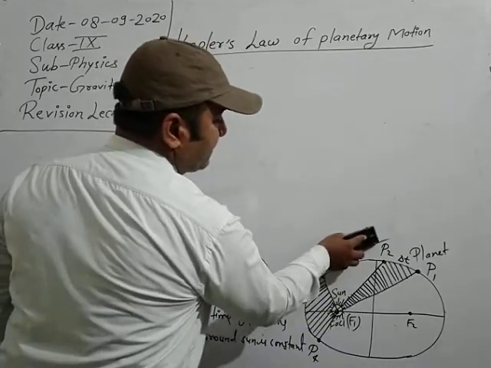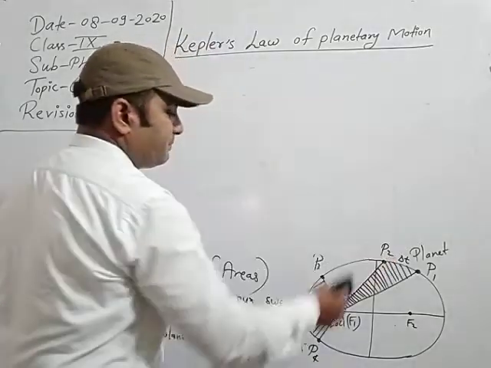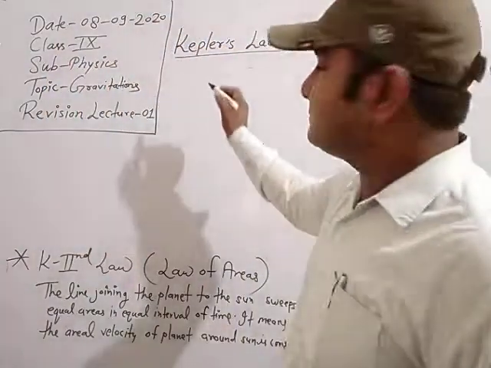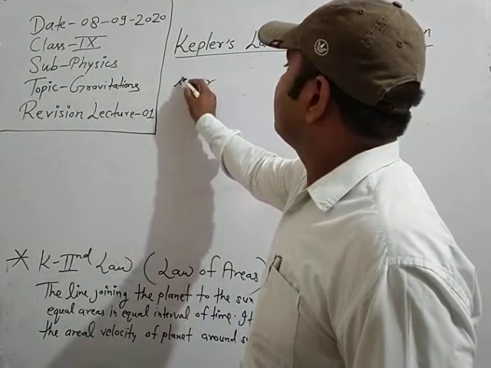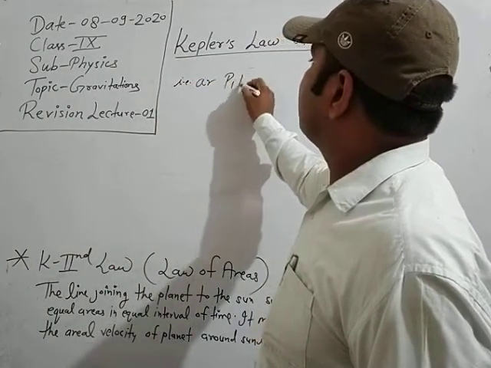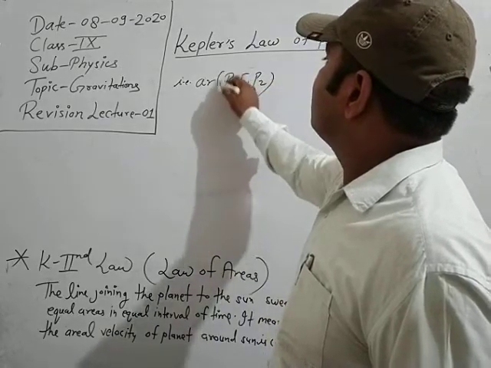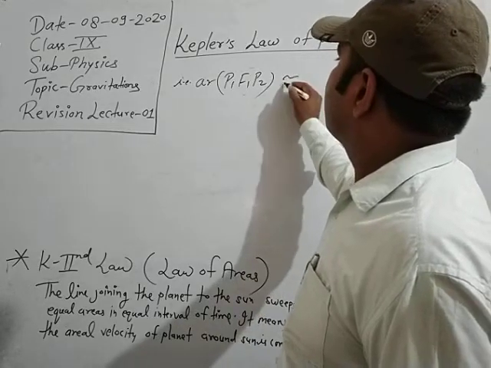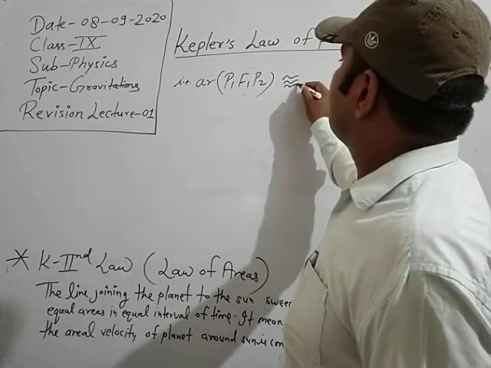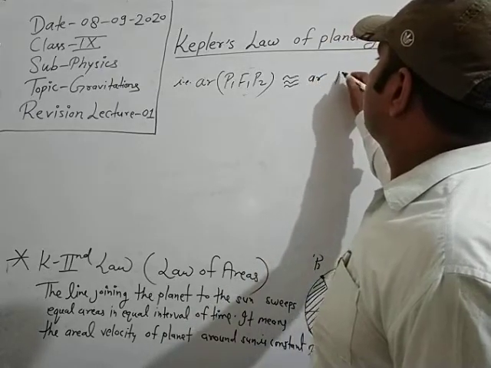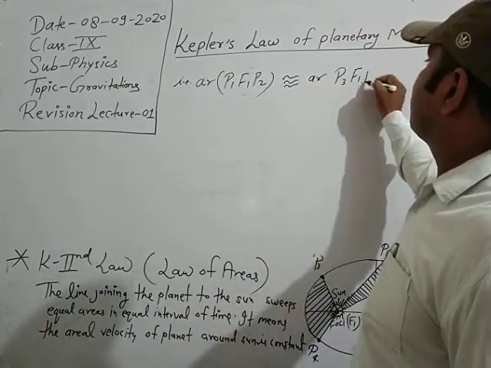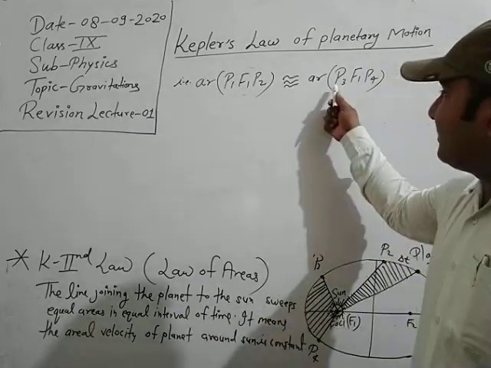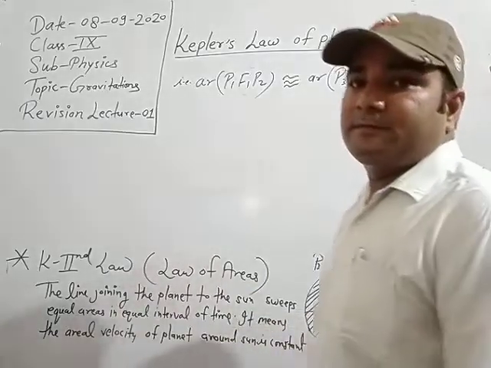That is area P1 P2 F1, or P1 F1 P2 area, that is area P1 F1 P2, approximately equal to area P3, F1, P4. Clear? This is the mathematical statement of Kepler's second law.